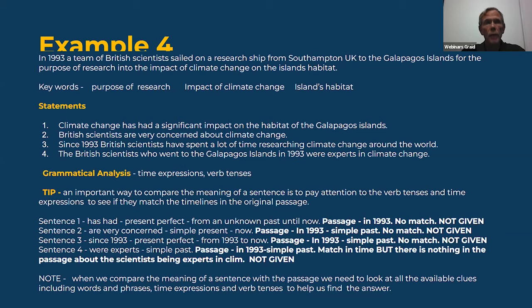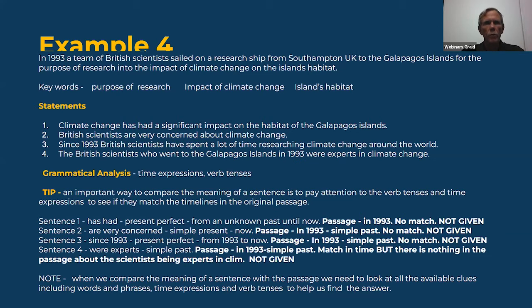Whereas in the passage, it says in 1993, which is a past time. So we are talking about two different times. When we're talking about two different times, we cannot say that it's true or false. So the answer is not given. And in this example, we are looking at the verb forms to give us a clue about how to answer this question.